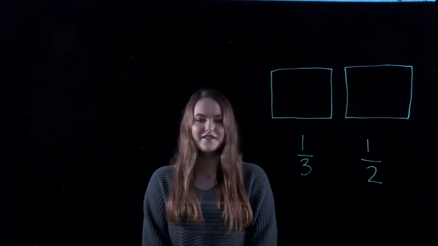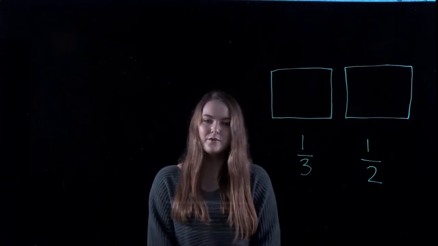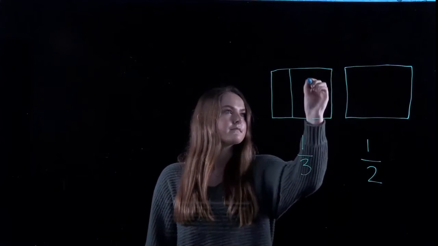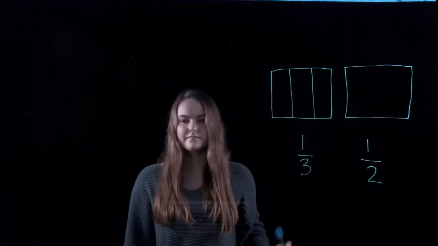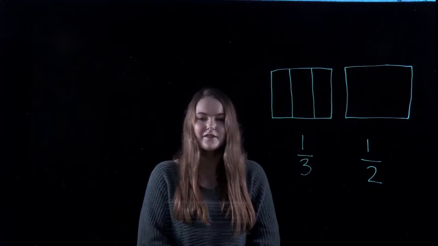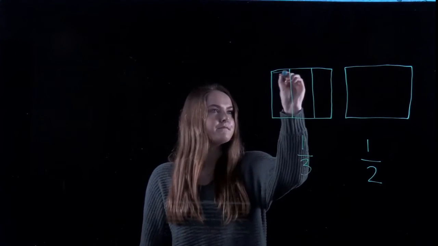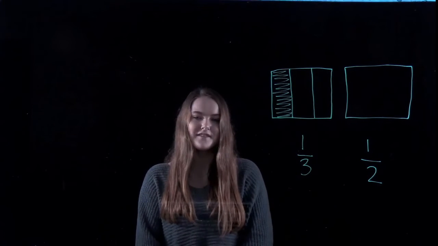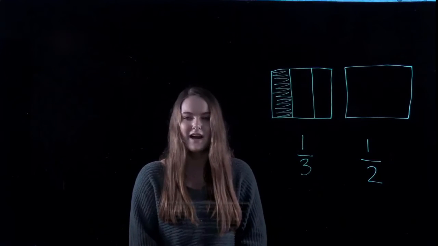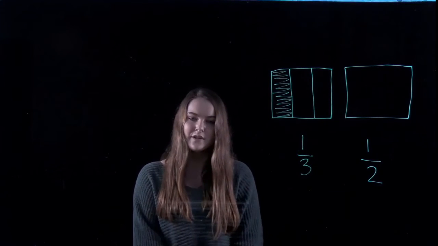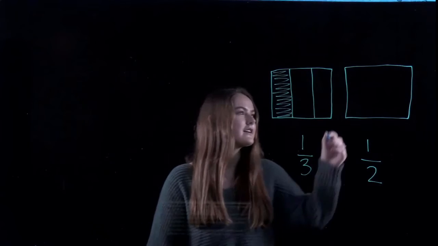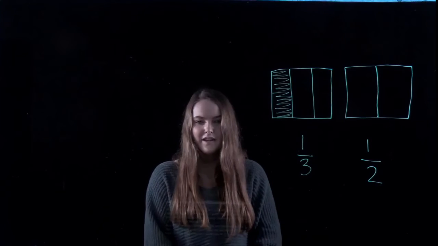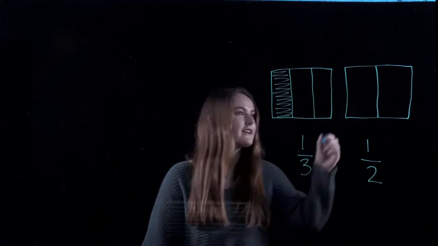Since our first fraction is 1/3, you will split the first box into 3 equal parts because our denominator is 3. Since our numerator is 1, you will only color in one part of the box. You will repeat this process for the second box using our second fraction, 1/2. You will split the second box into 2 equal parts because our denominator is 2. And then you will only color in one of the parts since our numerator is 1.